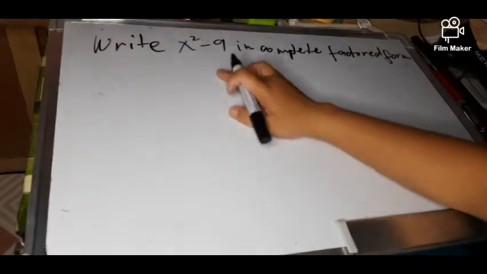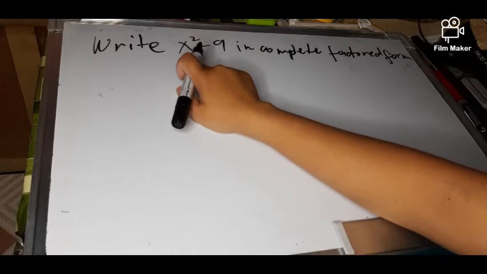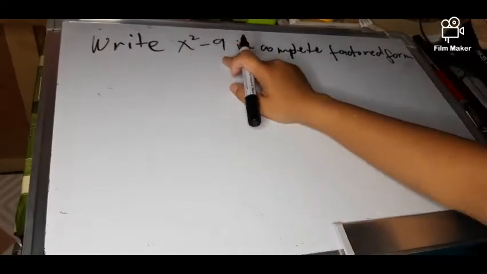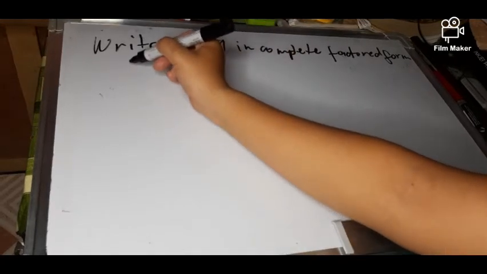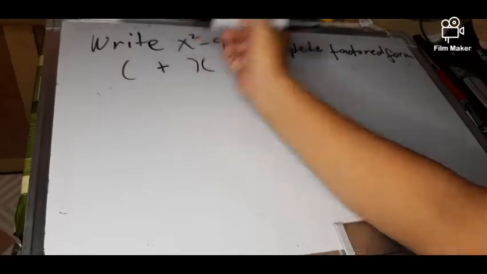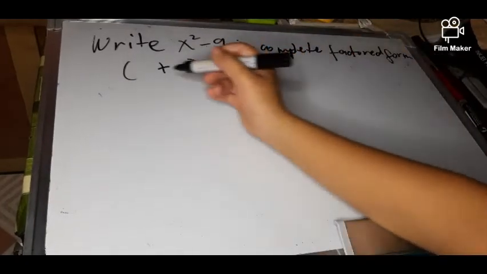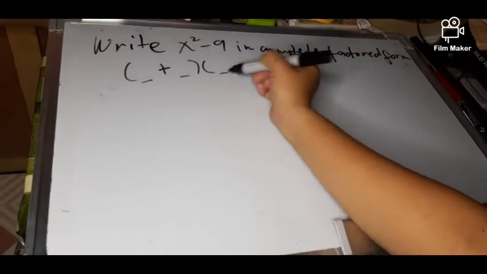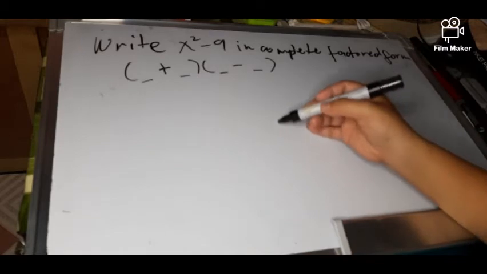Sabi kanina, pag nakakita raw tayo ng perfect square sa first term at perfect square sa second term, at meron siyang negative sa gitna, automatic daw, yung ating factor ay plus o positive and negative. Ang nawawala ngayon, yung apat na yan. So, paano natin siya madidistinguish kung ano yung mga nawawalang term na yan?